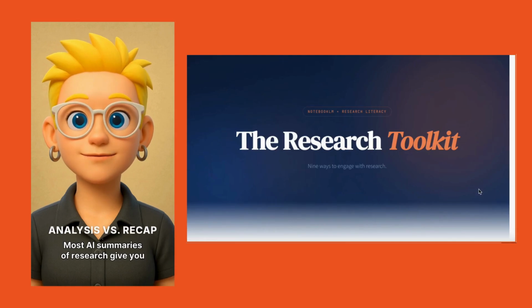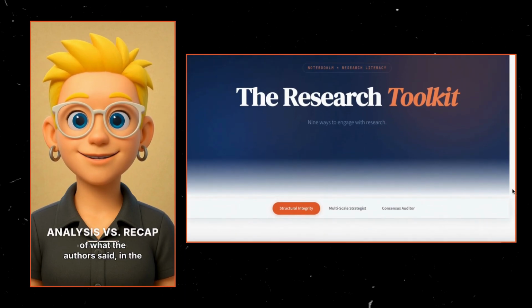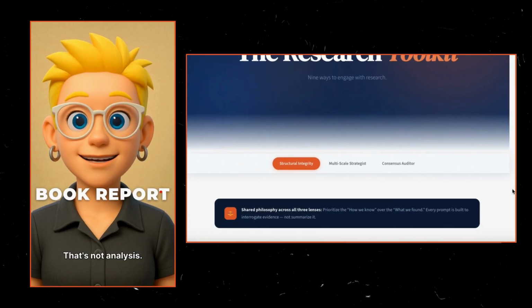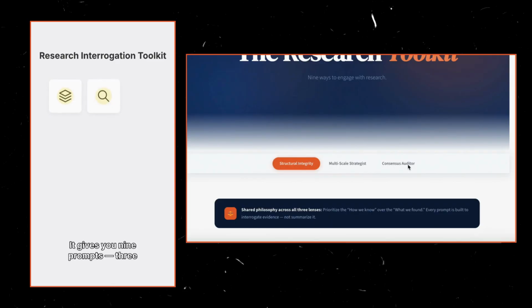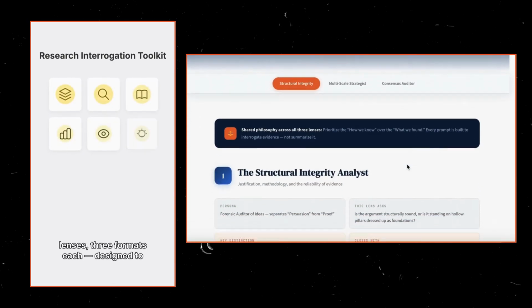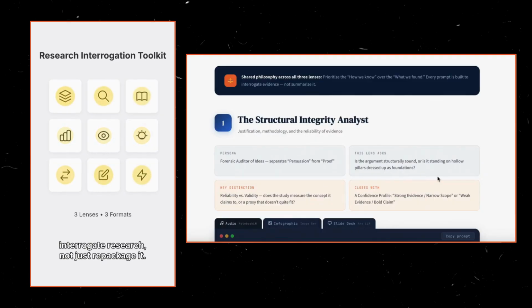Most AI summaries of research give you the same thing, a polished recap of what the authors said in the order they said it. That's not analysis, that's a book report. This toolkit does something different. It gives you 9 prompts, 3 lenses, 3 formats each, designed to interrogate research, not just repackage it.